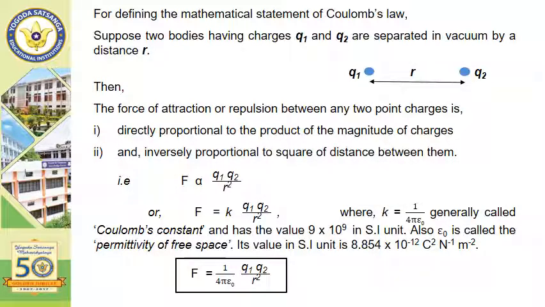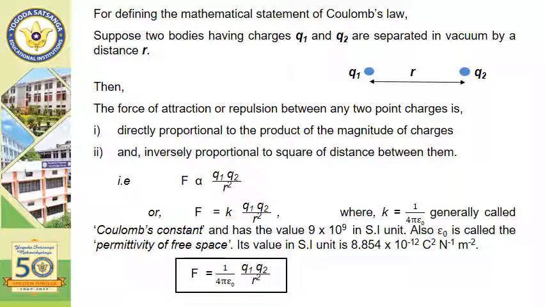Here, for defining the mathematical statement of Coulomb's law, I have assumed two charges Q1 and Q2 which are separated in vacuum by a distance small r, as you can see in the diagram. As they are two charges, there will be a force of attraction or repulsion. Also, I have assumed they are point charges, as we have discussed, those charges which have a dimension very small in respect of the distances or separations between them.